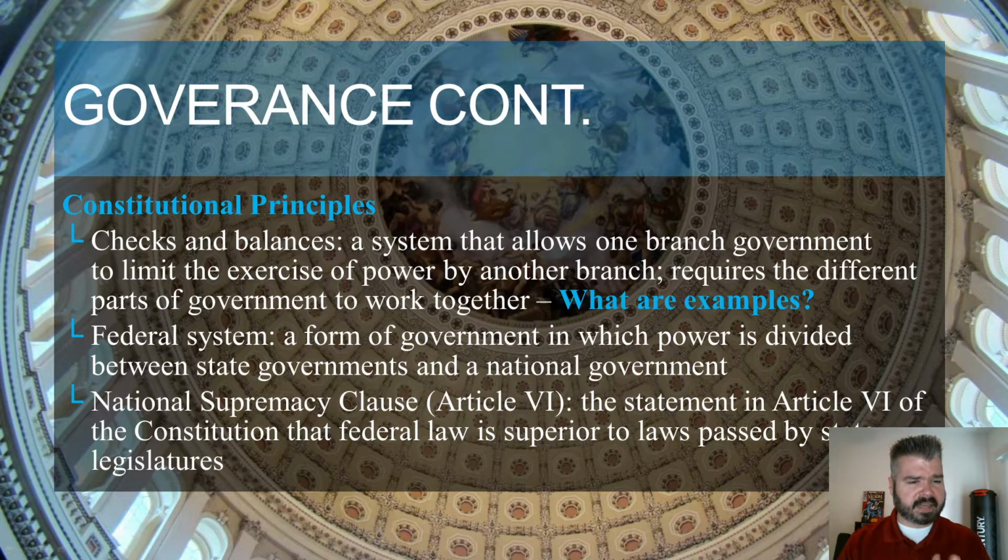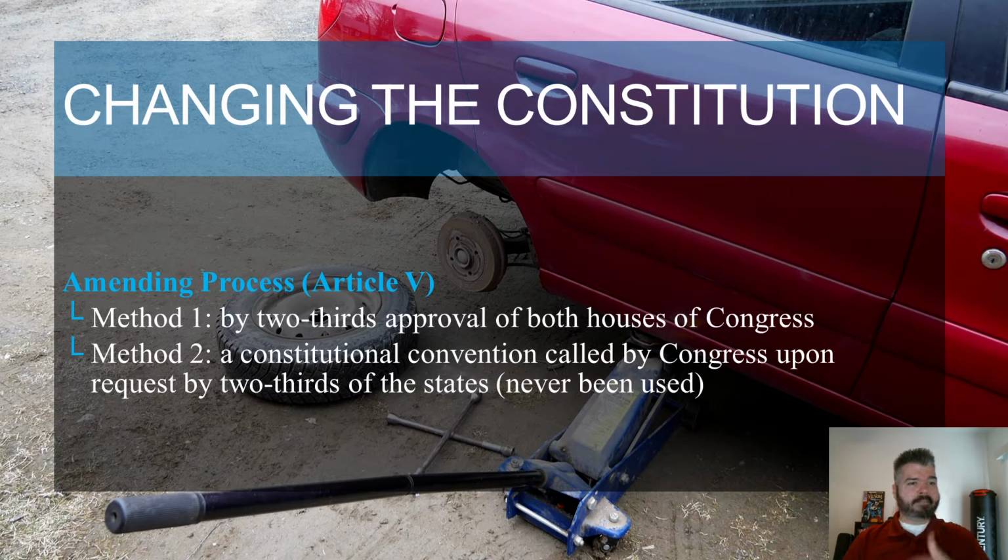Let's keep going here. So, the amending process. In the Constitution, we have two methods of amending this living document which establishes our government. Method one is by 2/3 approval of both houses of Congress, and we get to amend the Constitution. The second method is a constitutional convention called by Congress upon the request of 2/3 of the states.